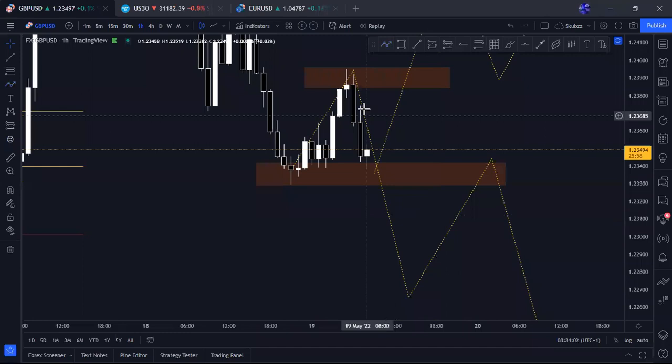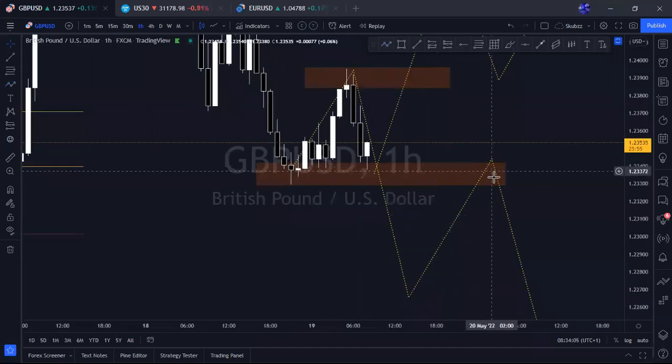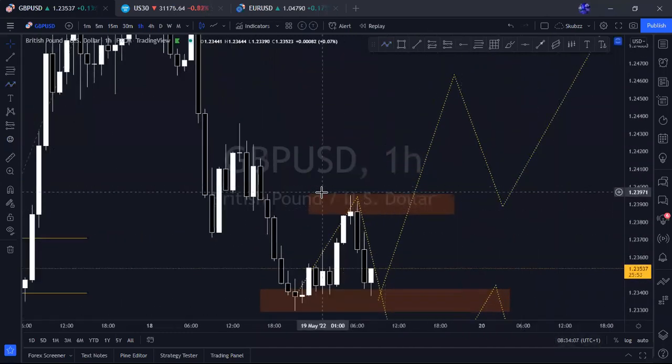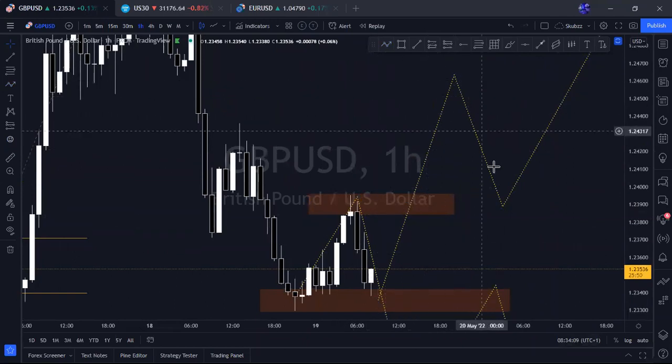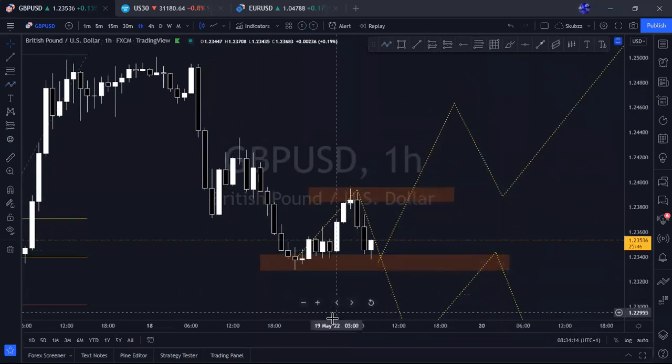If we see the break to the downside, we can wait for a retest and a continuation to the downside. Or if we see the break to the upside, then we can expect a retest and a continuation. Either way, that's basically what I have on GBP.